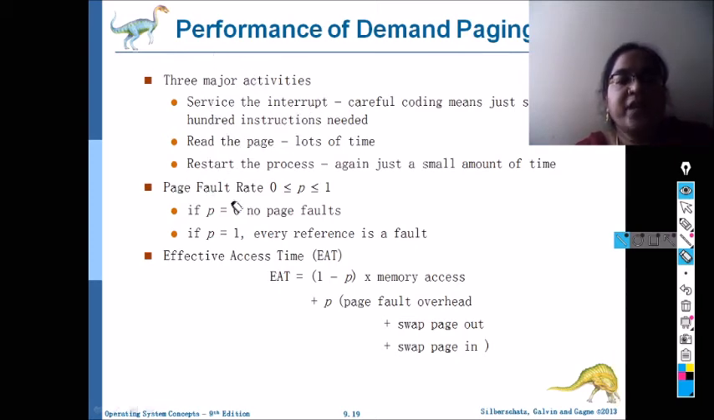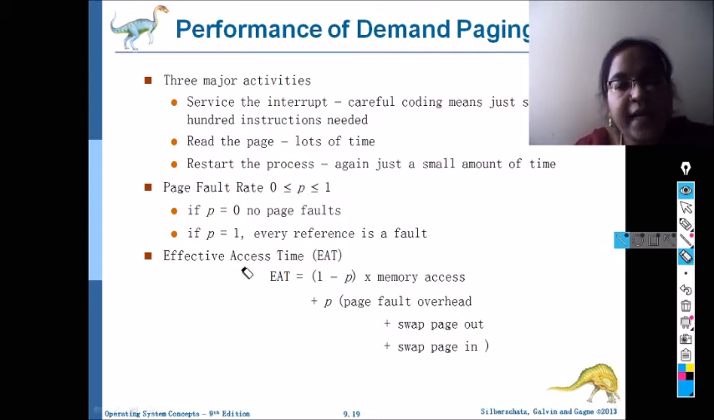Now the page fault rate, which we call P, always lies between 0 and 1. If P is 0, there is no page fault. If P is 1, every reference is a page fault. With pure demand paging, every reference is a page fault. Practically, you may have a value of P lying between 0 and 1.